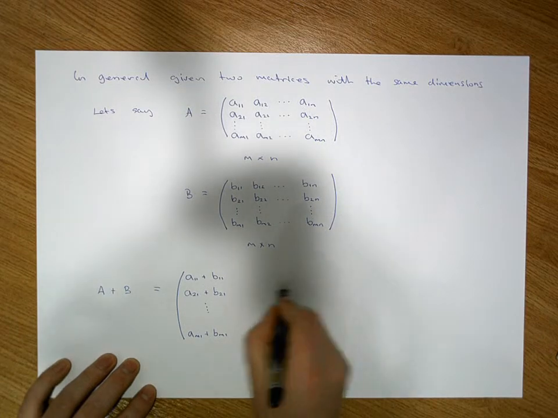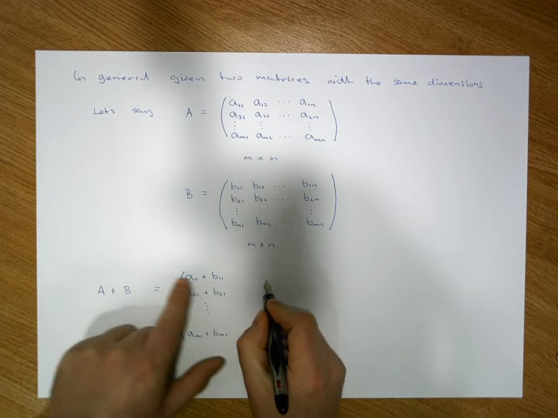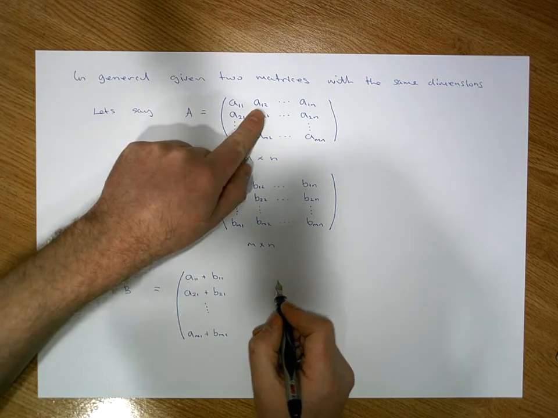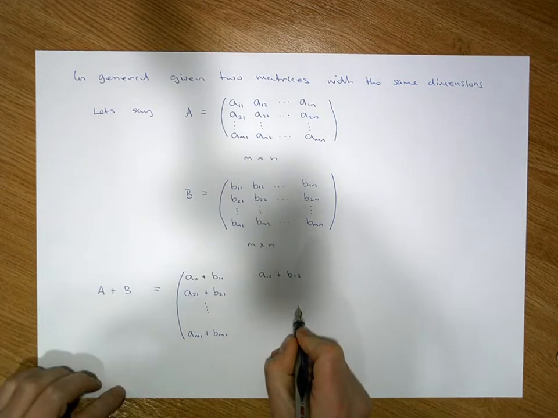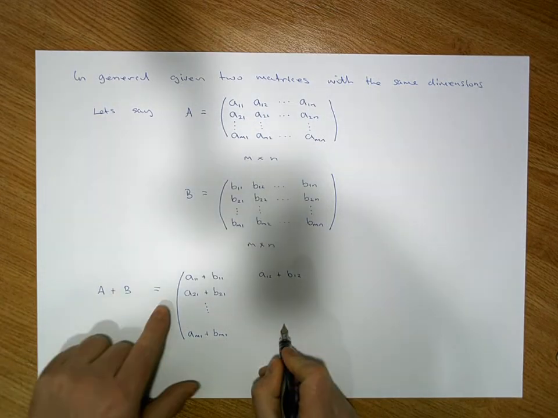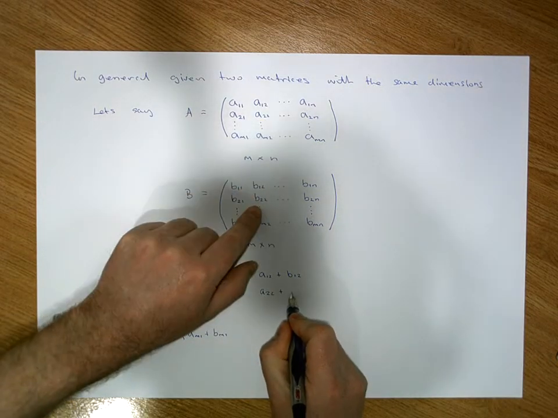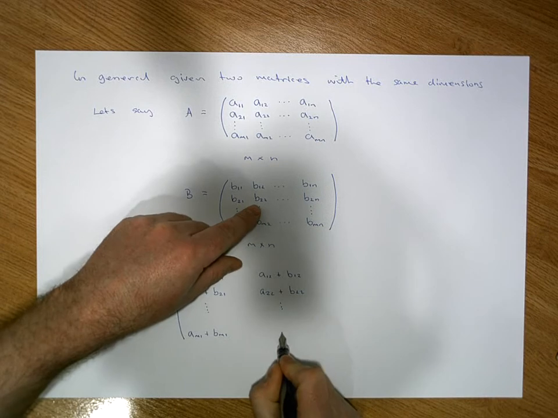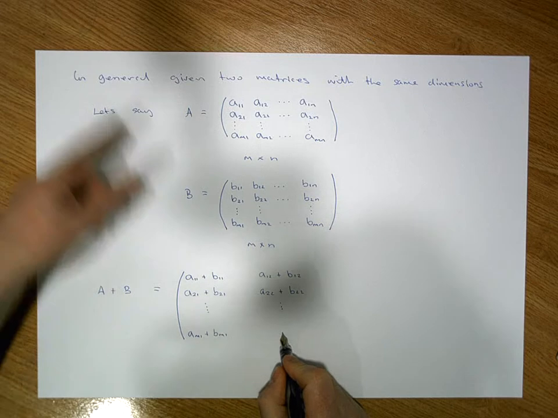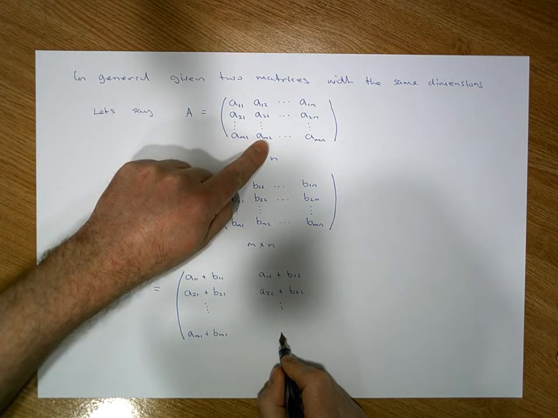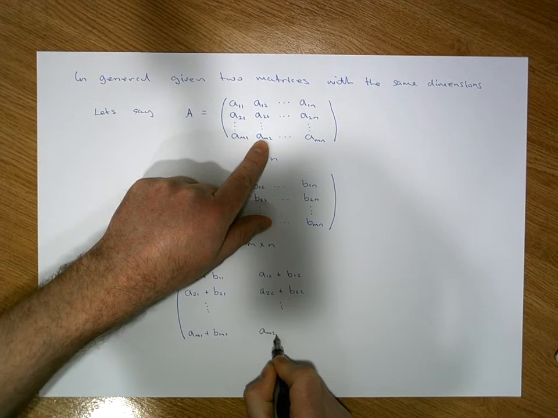The second column's entries, well, the first entry here is going to be the entry on the first row, second column. So it's going to be A12 plus B12. The next entry in the second column is on the second row, so it's going to be A22 plus B22, and so on and so forth. The mth row's entry in the second column is going to be the sum of the entries in the mth row, second column from each matrix, so it's going to be Am2 plus Bm2.